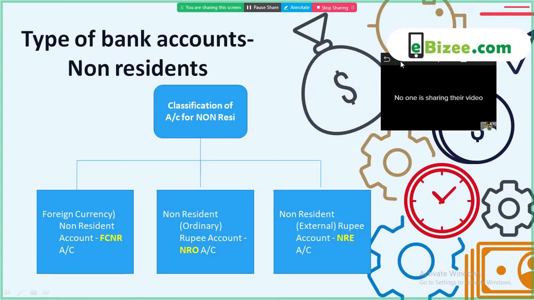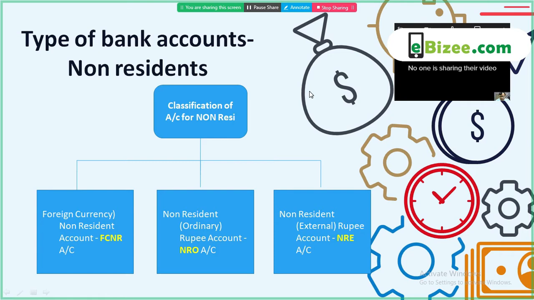We are moving towards the last section of the presentation. There are a few things which I will be discussing also, but we are at the fag end of the presentation. We will be talking about the accounts.